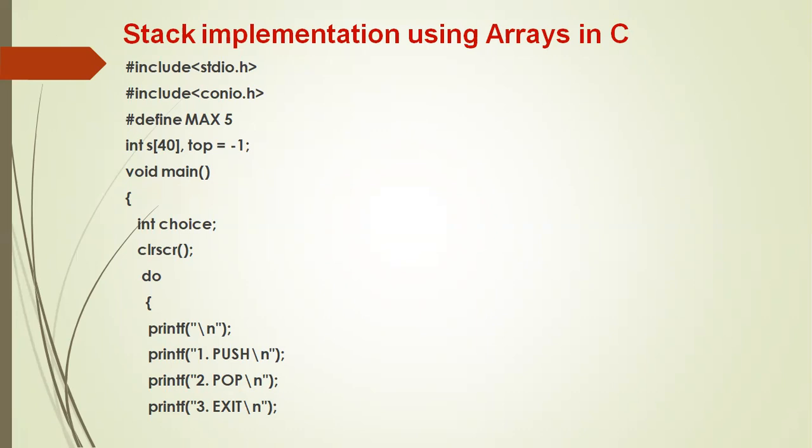So here you do one thing. There are three possibilities. One, you can do push operation, or you can do pop operation, or we can exit. So void main, int choice, clear the screen, do. Printf new line. Next, printf 1 means push, printf 2 means pop, printf 3 means exit.